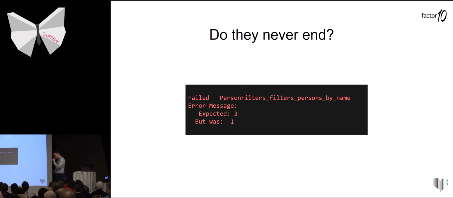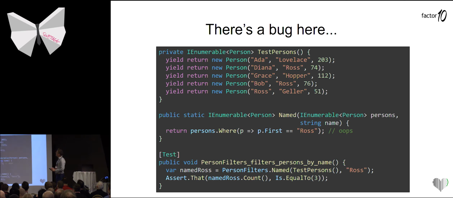Okay. Next test failure. Person filters is a class that filters persons. It should filter them by name. And it says expected 3, but was 1. Is this a good failure? No. It's almost as if all my failures are bad to begin with.